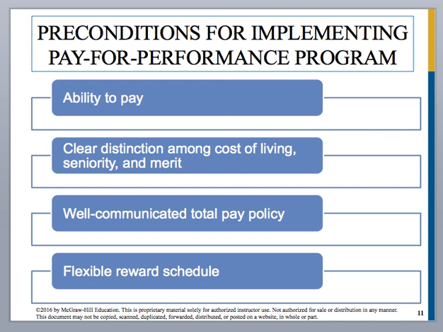The ability to pay, right? So where's a precondition to do it? If the company is not able to pay, then you're not going to be able to have a pay for performance program. There has to be a clear distinction amongst the cost of living, right? Seniority within the organization, and merit, as well as a well-communicated total pay policy. It has to be clearly defined, well-articulated, so that everyone understands what that pay policy entails. And there should be a flexible reward schedule. It should not be rigid. It should be able to bend and move and change as needed.